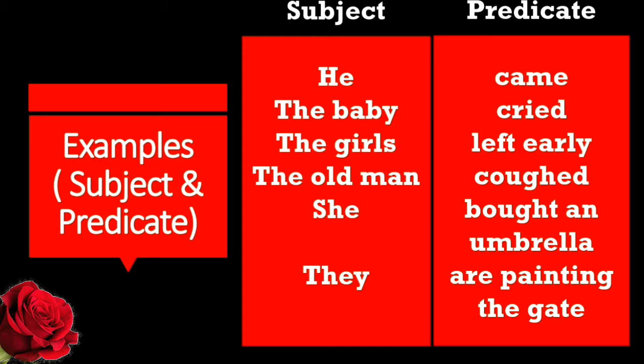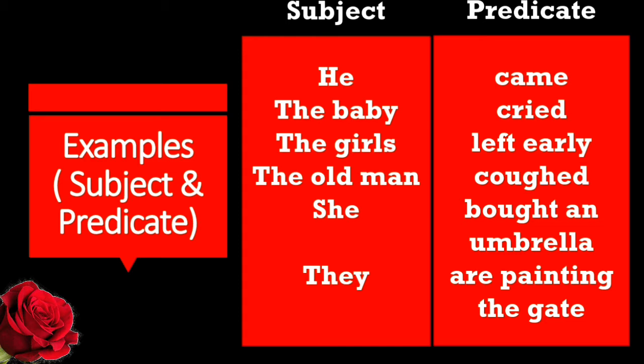The baby cried. The baby is the subject and cried is the predicate. The girls left early. The girls is the subject. Left early is the predicate. Predicate is something which states the subject. The old man coughed. The old man is the subject and coughed is the predicate. She bought an umbrella. She is the subject. Bought an umbrella is the predicate.